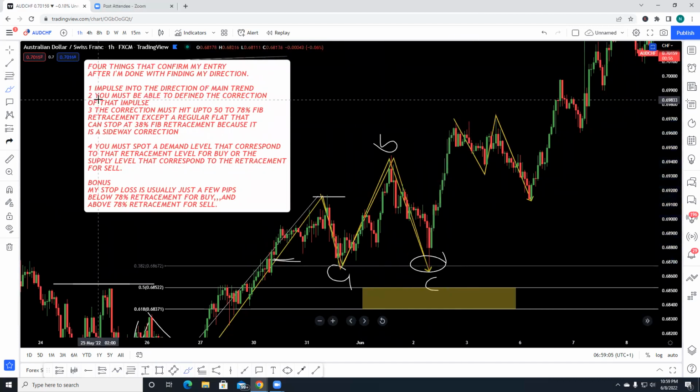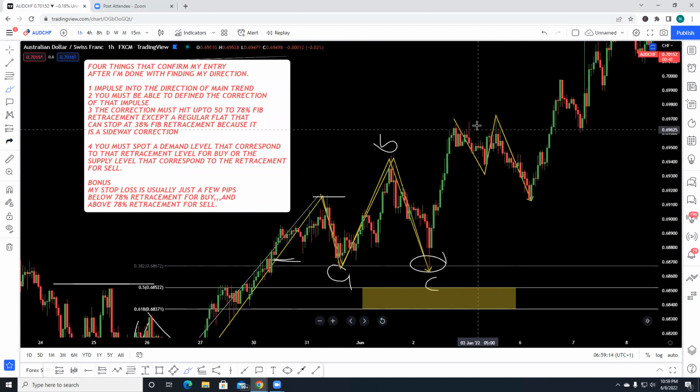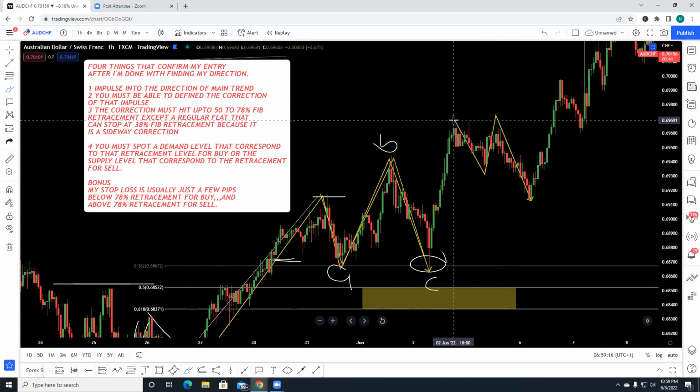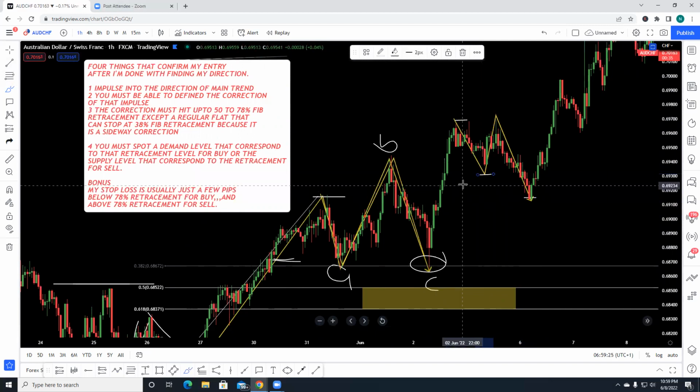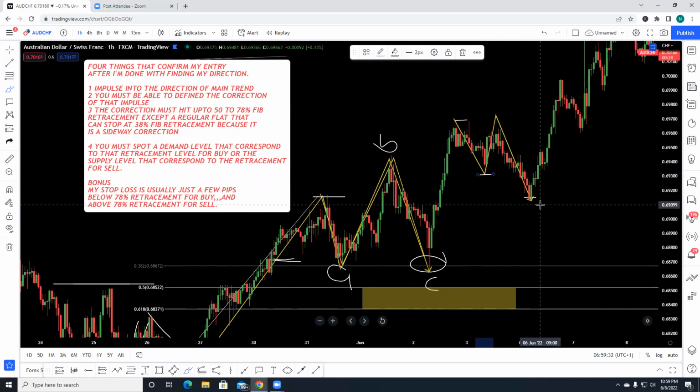Number two, you must be able to define the correction of that impulse. Can you see? We are able to define this correction of this impulse. This has marginally broken this. So this is an expanded flat, and this has broken this. For some people, it's a regular flat, and for some people, it's an expanding flat. Anyhow you take it, what is important is that you are able to recognize the corrective structure. So we have been able to define the corrective structure here, right? Really quick, guys.